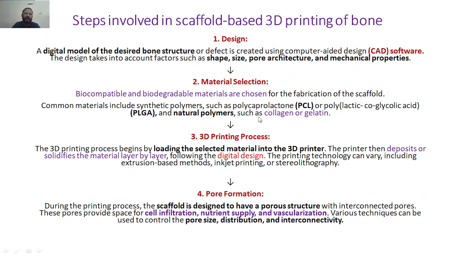So, steps involved in scaffold based 3D printing of bone. The first thing is design. First we should have a design of the scaffold, a 3-dimensional structure design. So what we are doing is preparing a digital model of the desired bone structure using CAD software. What are the parameters? We need to see whether the shape is customized, whatever shape we need, and then the size, pore architecture and mechanical properties. All these properties should be checked in the design.